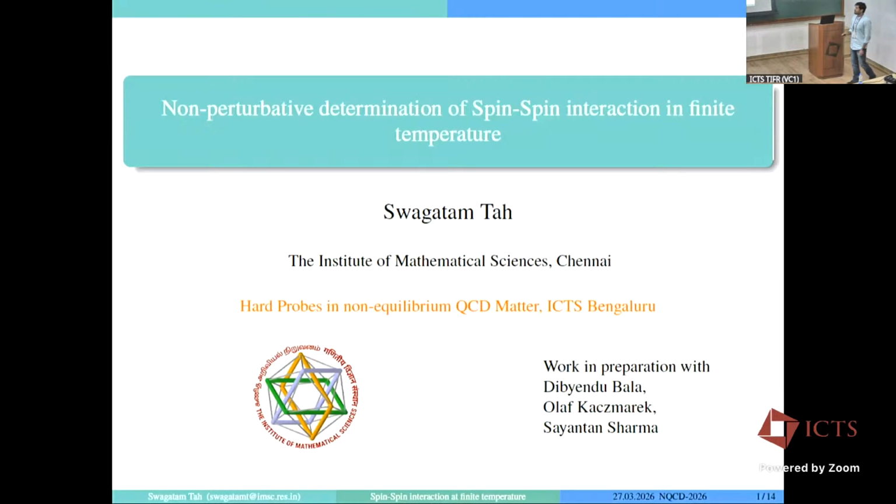Hello everyone. In this seminar, I will talk about the non-perturbative determination of spin-spin interaction in a finite temperature QCD medium, the QGP medium. This work is in preparation with these collaborators, Dibbendu, Olaf, and my supervisor Sayantan Sharma.